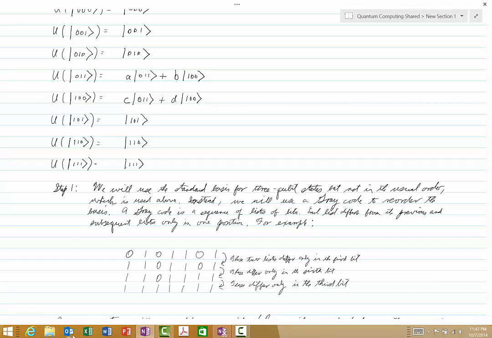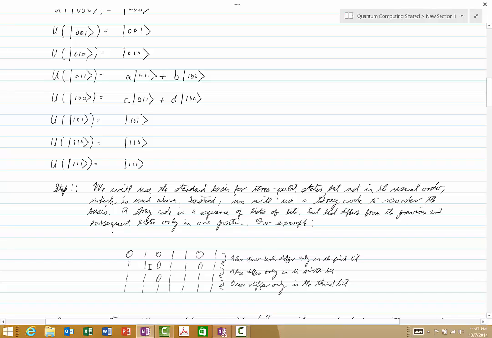Okay, so this here is a gray code. We start with some list 0, 1, 0, 1, 1, 0, 1. And then notice that this next list differs from the first list only in the first position. And so that's why I've written over here, these two lists differ only in the first bit.